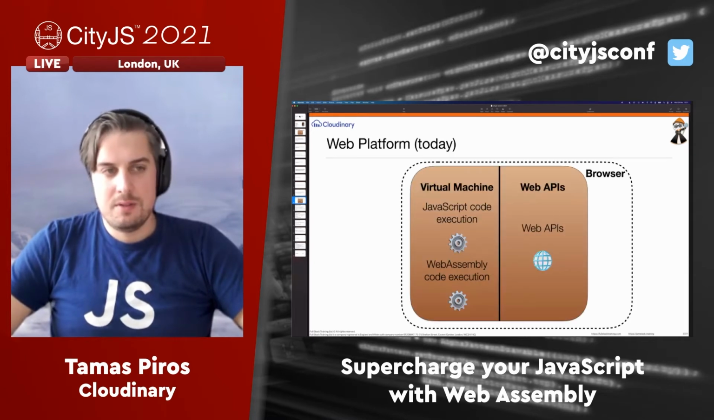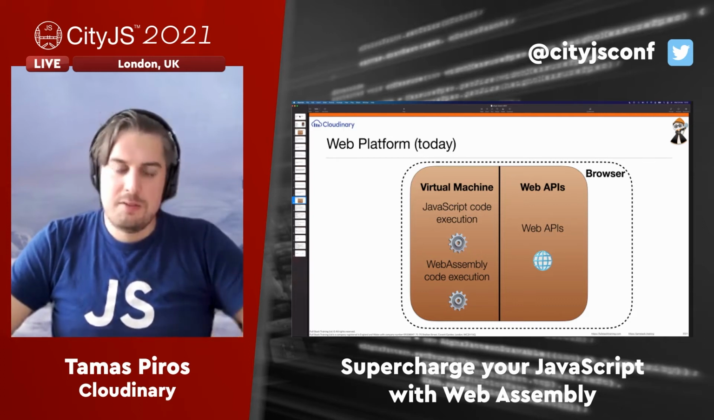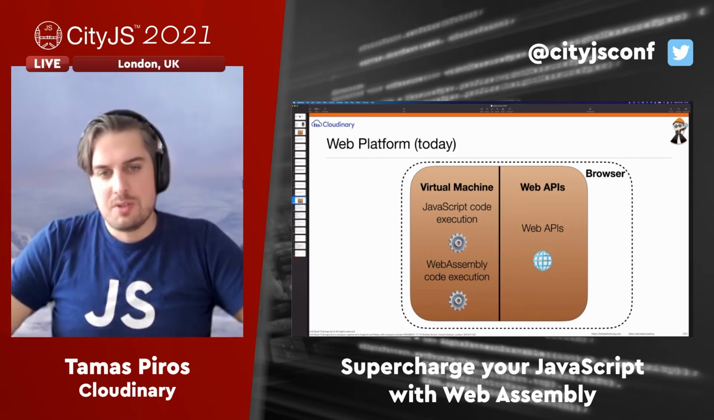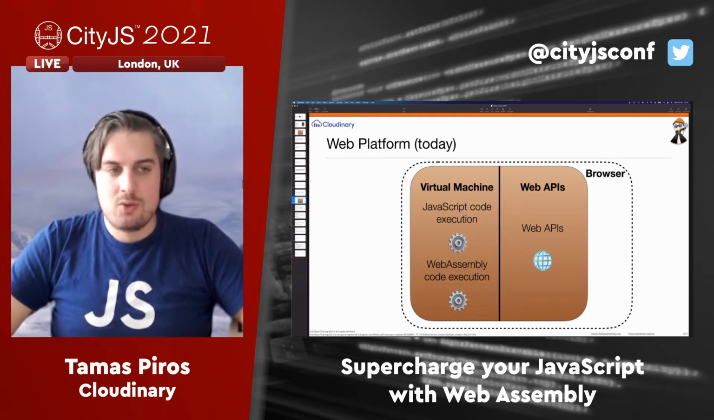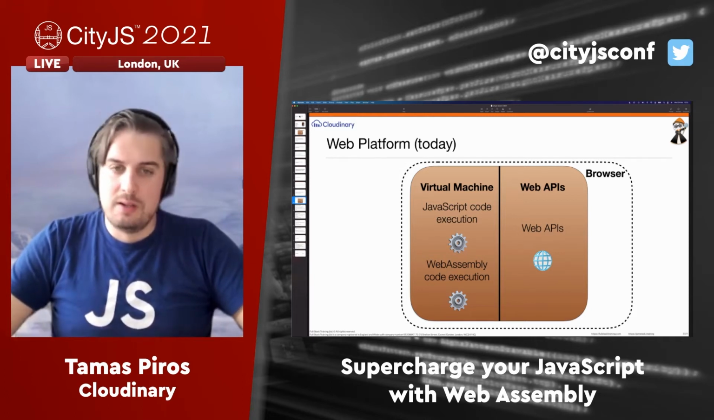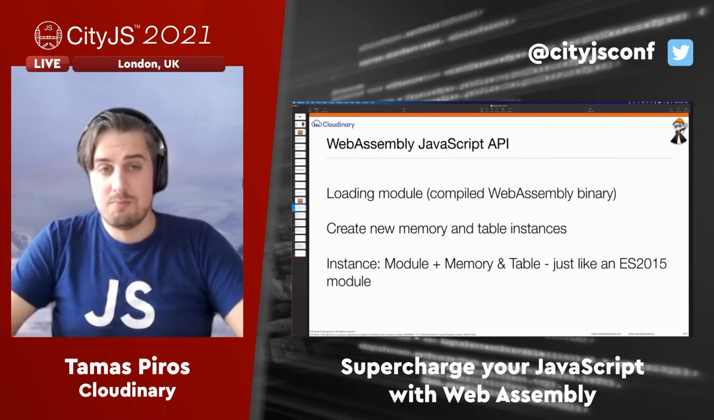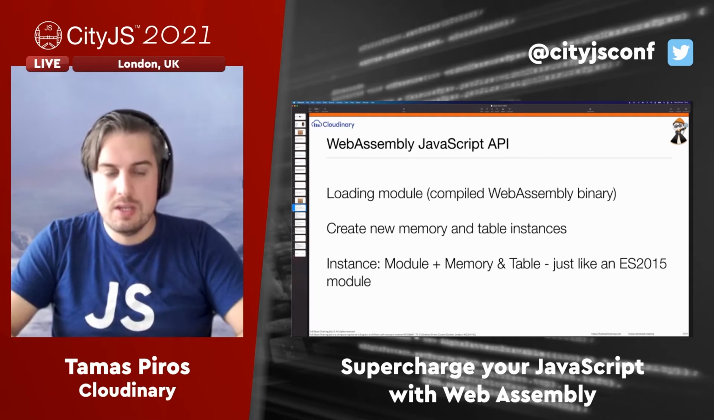So if we take a look at the same sort of figure that we saw in the beginning of this talk, which is the web platform and how it looks today, you have the web APIs and you have the virtual machine, but that virtual machine inside the browser is now capable of executing both your JavaScript code, and it's also able to execute WebAssembly code for you. And the great thing about this is because we're talking about the same system, the same machine here, all of these things can talk to one another, which also means that there is a WebAssembly JavaScript API. So this particular JavaScript API allows you to work with WebAssembly files, WebAssembly modules.